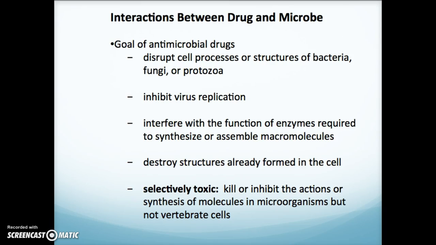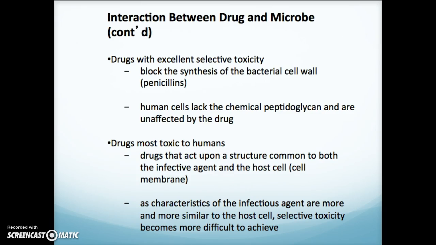What we're really looking for when we think about drugs is selective toxicity, so that it would kill or inhibit something in the microorganism, but not in the host cells, right? We want to be able to take care of what the microbe is, but hopefully not do damage to ourselves. So drugs that have excellent selective toxicity will be things that might block the synthesis of a bacterial cell wall. Since in eukaryotes, humans, we don't have cell walls, those would not affect us. And that is the big benefit of using something that's selectively toxic.